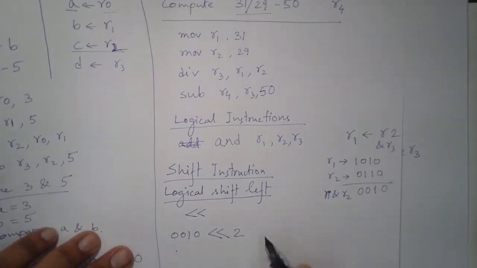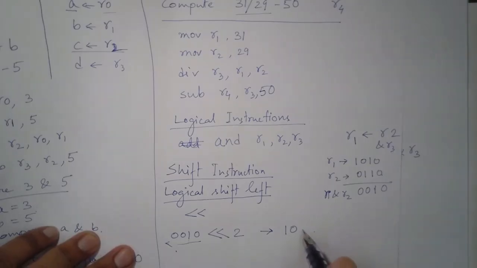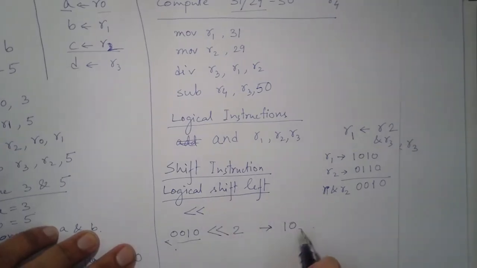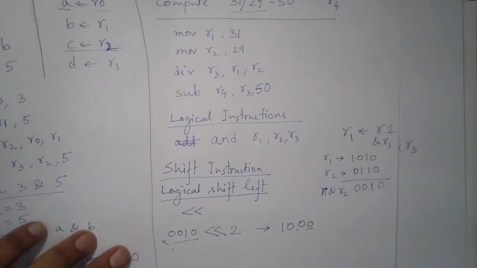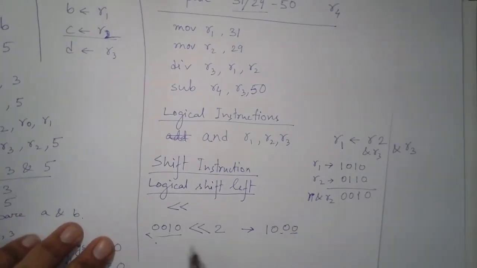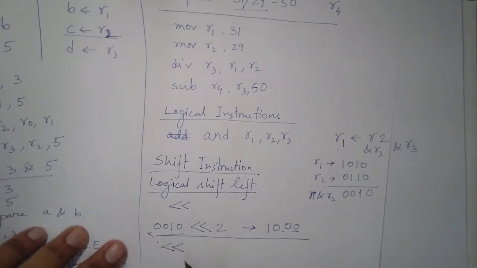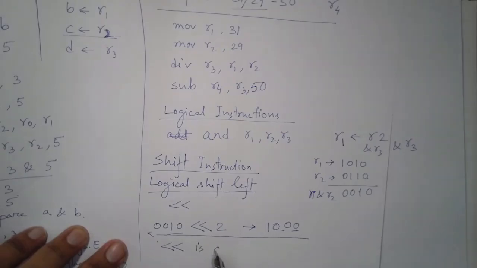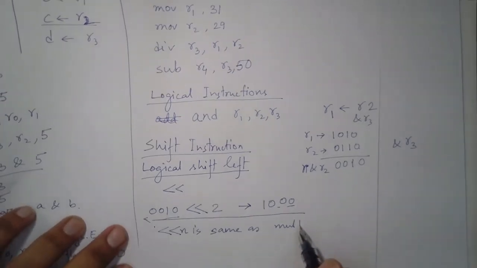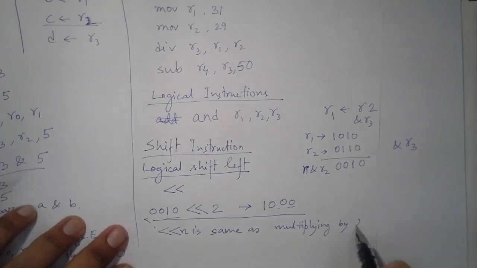So, what will this number look like after you shift logically? It will be looking like this: 1, because this 1 will be moving to the left side 2 positions. So, 1 0. So, this is your number, and the positions which are now empty because of the shift operation, you will be putting zeros in those positions. So, that is your logical shift left. Now, you can look closely and you will realize that a shift left by n positions is the same as multiplying by 2 to the power n.